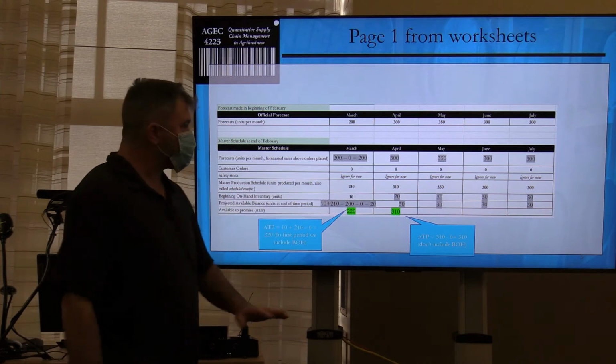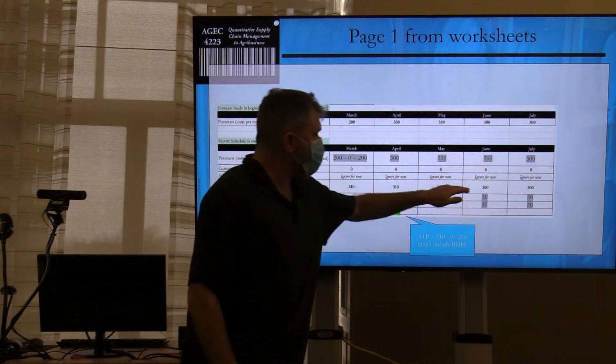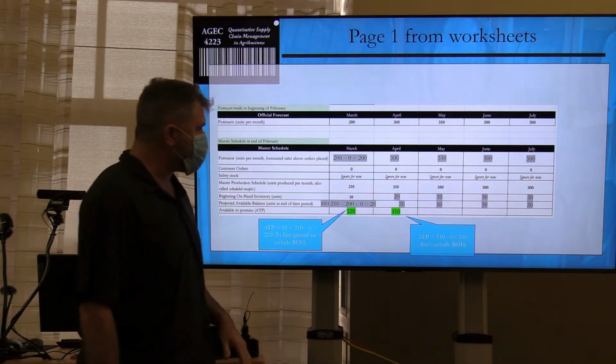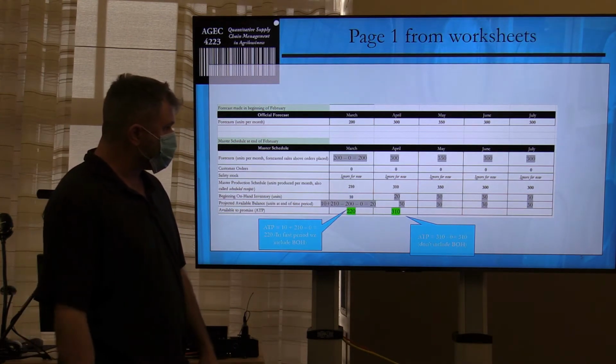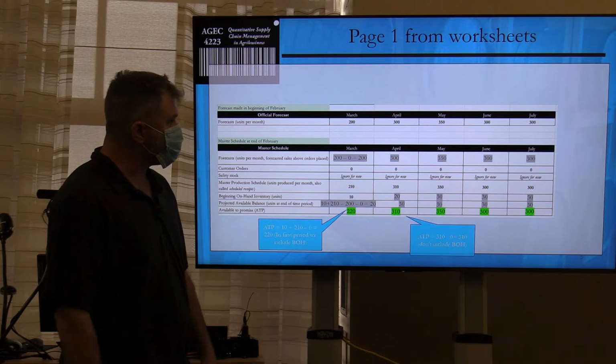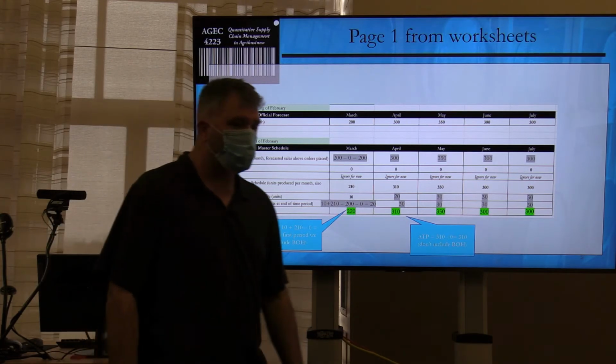Well, the rest of this is pretty easy. We know how much we're producing. Nobody's made an order yet. So ATP for May is just going to be 350. For June, 300. For July, 300.